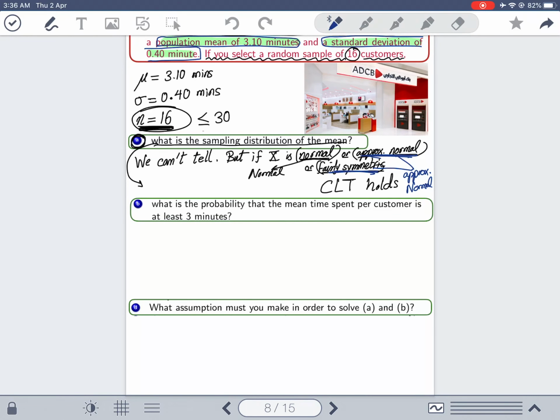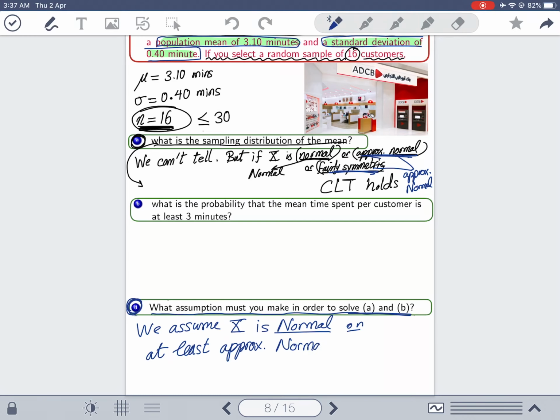Now, I will solve D first. What assumptions must you make in order to solve A and B? We assume that our random variable x is normal, or at least approximately normal, so that we can use a small sample size. If you want to avoid headaches, always take a sample size bigger than or equal to 30. But if you are short on sample size, like you have only 16 in your sample, then you must assume that your random variable x is normally distributed, or in the worst case approximately normal, so you can conclude that the distribution of sample means is also normal.